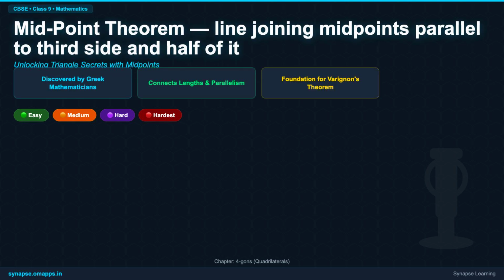Welcome, future mathematicians. Today, we embark on an exciting journey into the heart of geometry, exploring the fascinating midpoint theorem from your Class 9 mathematics syllabus. This theorem is a gem in the chapter on quadrilaterals, revealing hidden connections within triangles. We'll start with the basics, build up to understanding its proofs, tackle challenging problems, and even glimpse its deeper significance. Get ready to unlock the secrets of midpoints across 4 exciting levels.